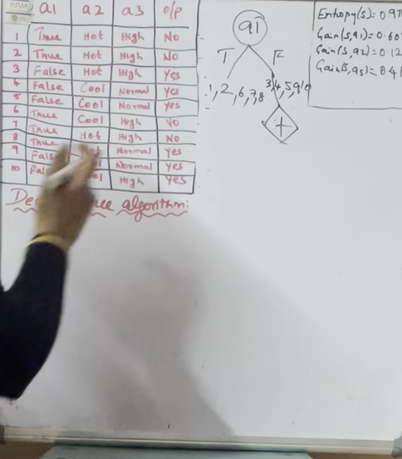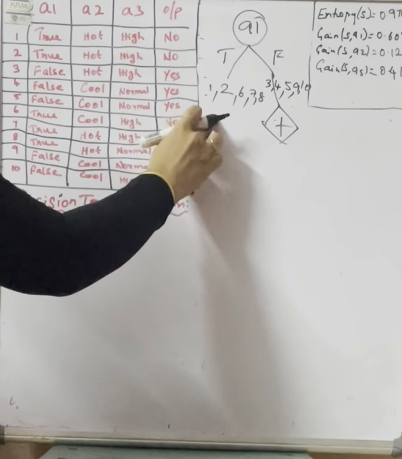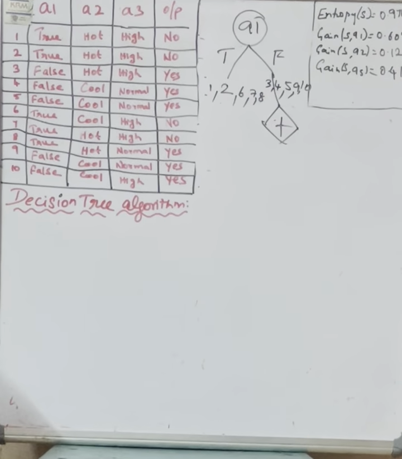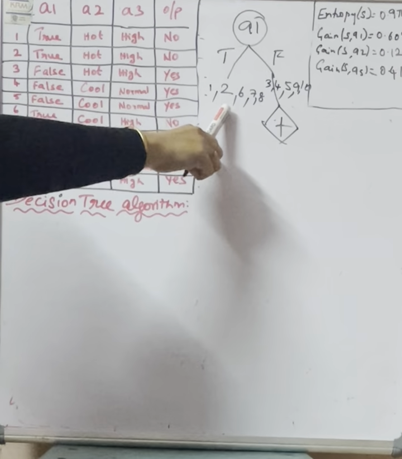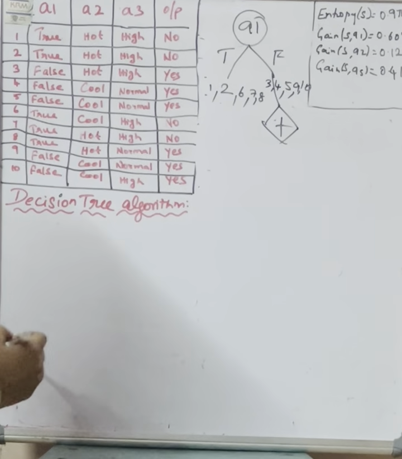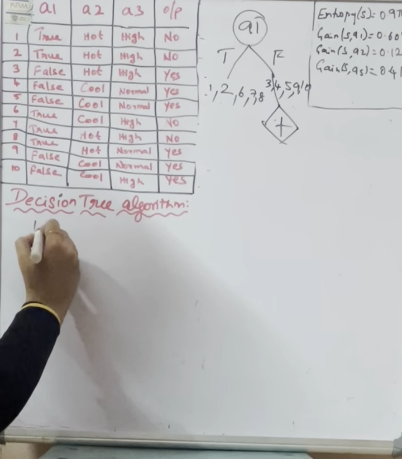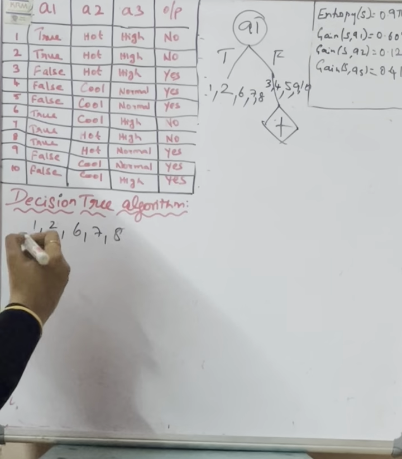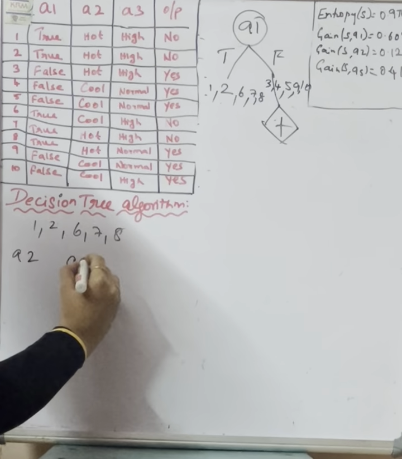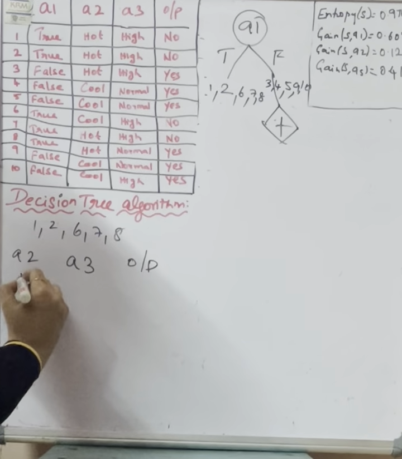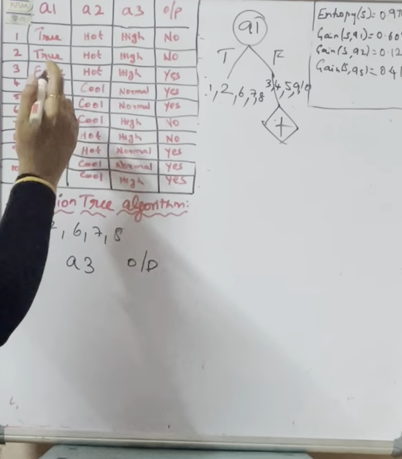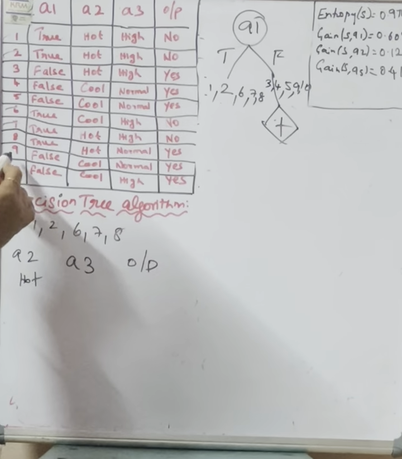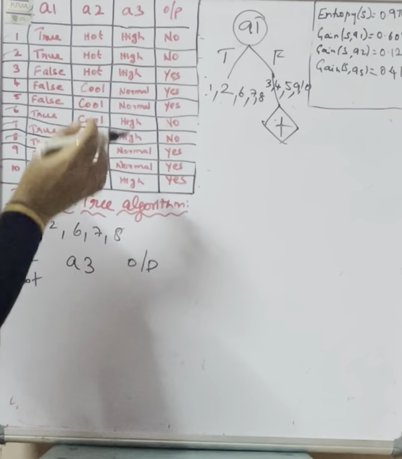So now which attribute can I proceed with here? I have 2 other attributes, A2 and A3. So I should again find the information gain of these and check which attribute to place here. For that I have to take only the samples 1, 2, 6, 7 and 8 into consideration. So A2, A3 and the outcome. For A2 you have to take only samples 1, 2, 6, 7 and 8. All others we can ignore.